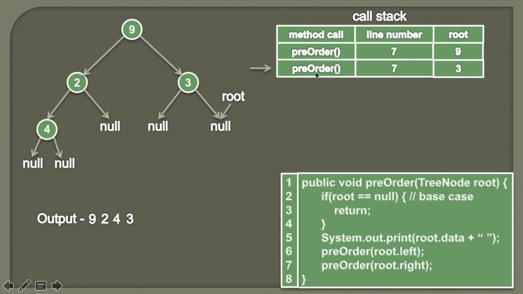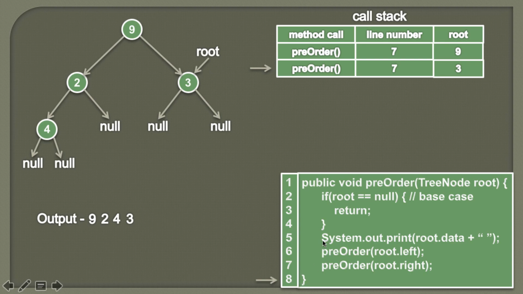So now we will again start executing this pre-order method, and we know that we had left this method from line number 7. So we'll start from line number 7, and we also know that when we had left this pre-order method, root was pointing to 3. So therefore root will reach 3.